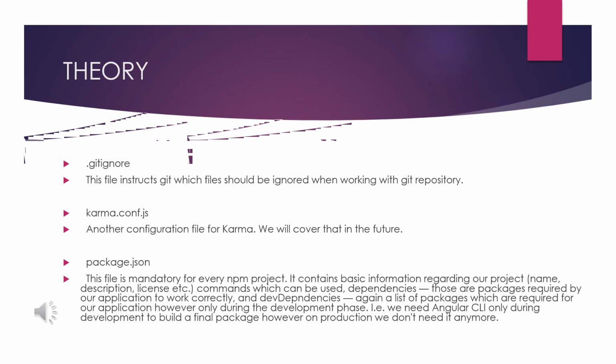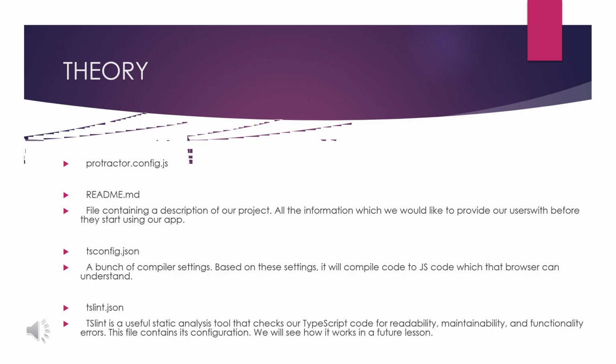And karma config is for the configuration of the testing. We will see about separate testing in another video. And .git is for the repositories. The tsconfig.json file is for the compiler settings. tslint is for the static checks. And the readme will have the information of the particular project.